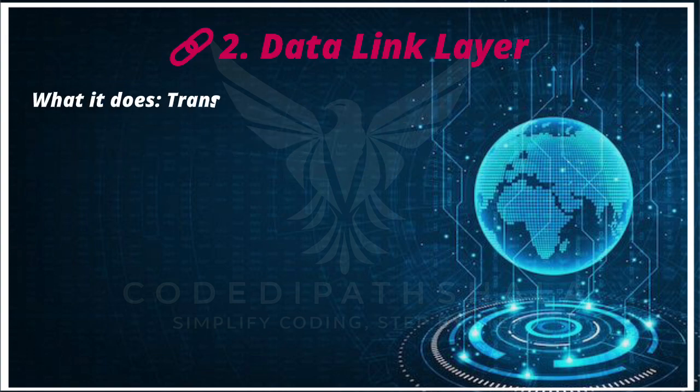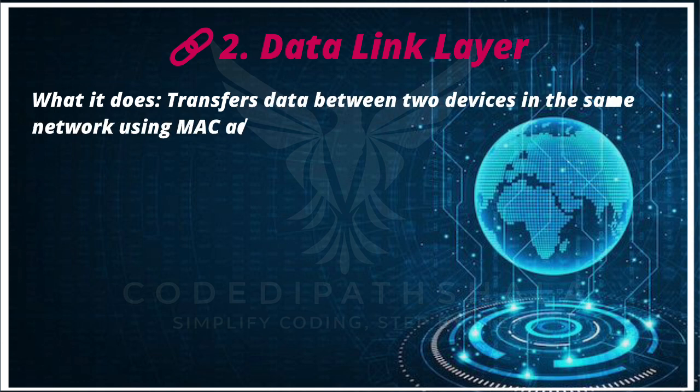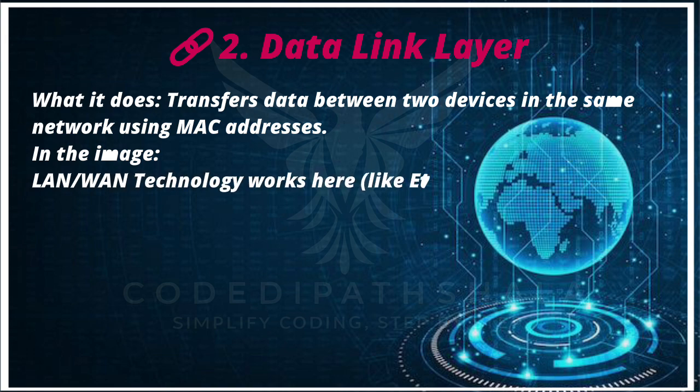2. Data link layer. What it does: transfers data between two devices in the same network using MAC addresses. In the image, LAN/WAN technology works here, like Ethernet or Wi-Fi.